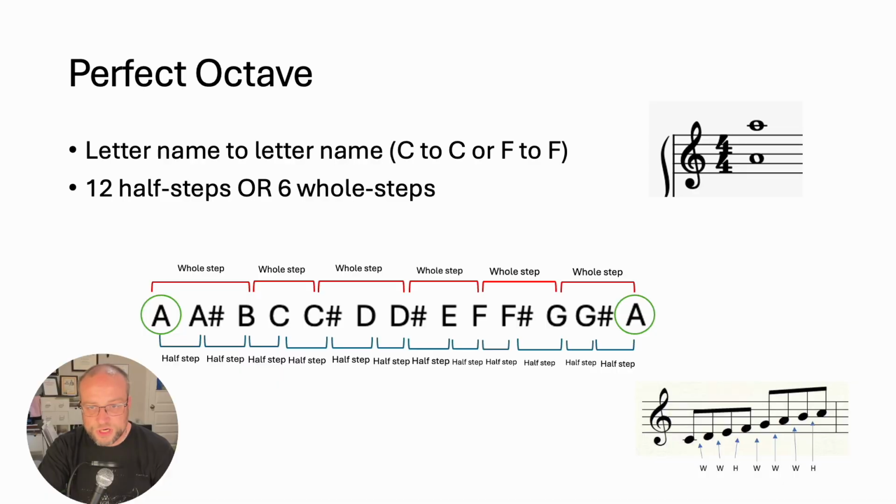The last perfect interval we'll talk about is the perfect octave. An easy way to remember the octave is that it's just going to be that same letter, but one that comes next, either up or down.